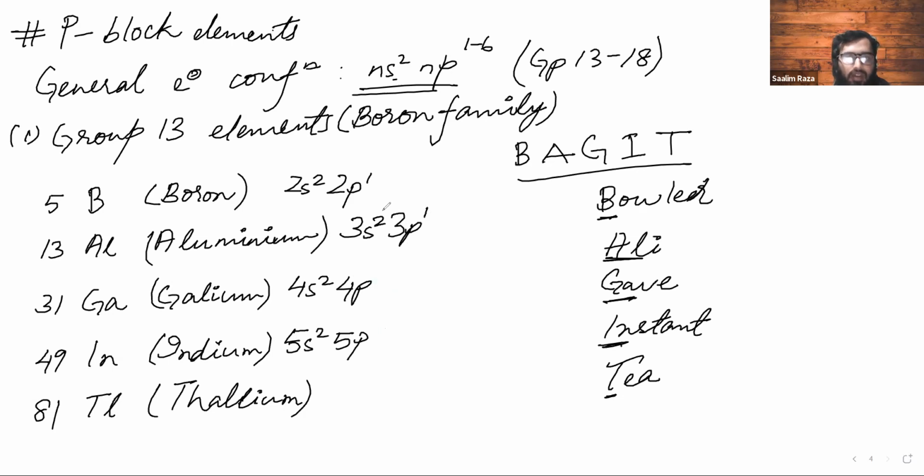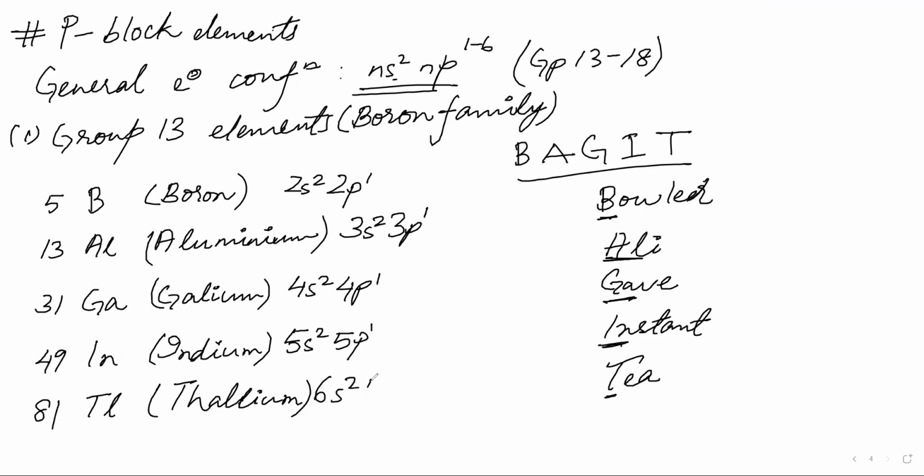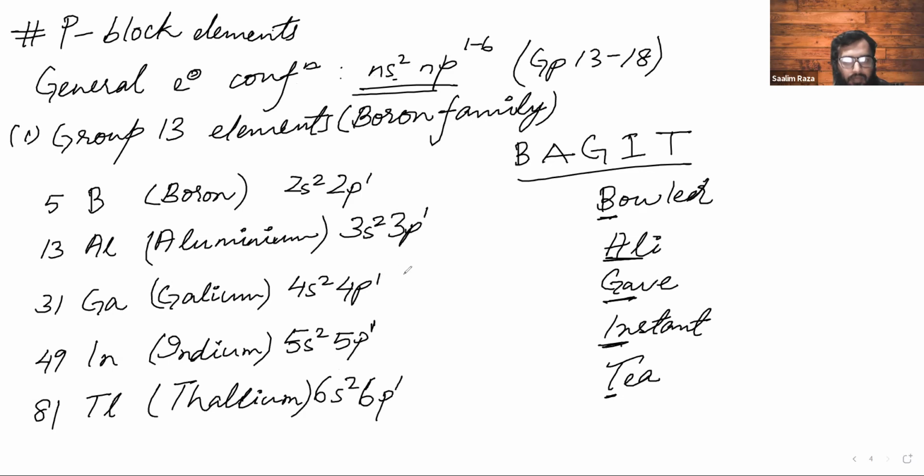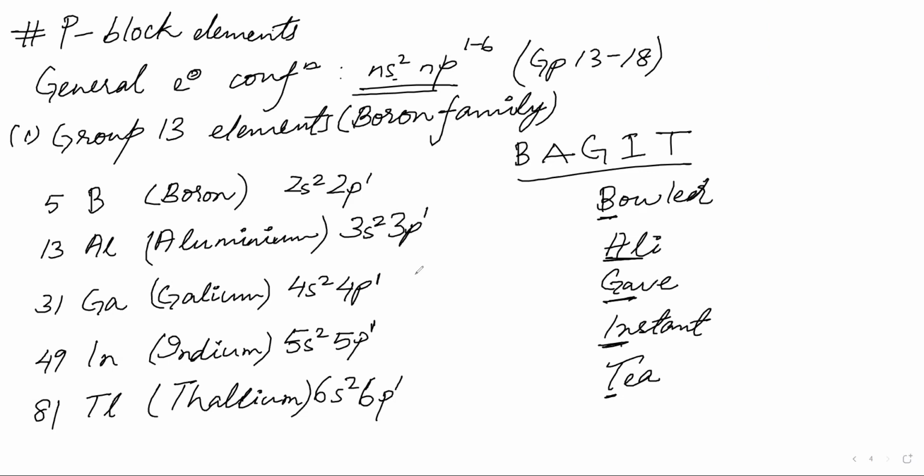Wait a second. This is one only, 2p1. We are going down the group. It will not change the number of electrons. If we go in a period, then we will change the number of electrons. We are changing the n only. So this is the 13th group. 6s2 and 6p1. Done, sir. Fine. This is group 13.